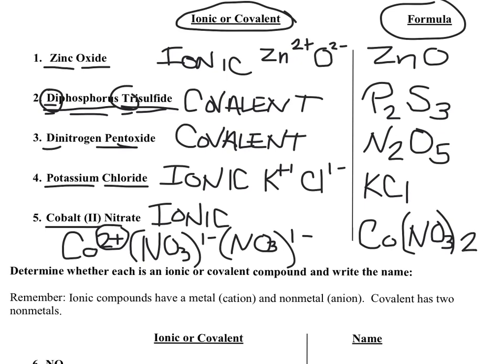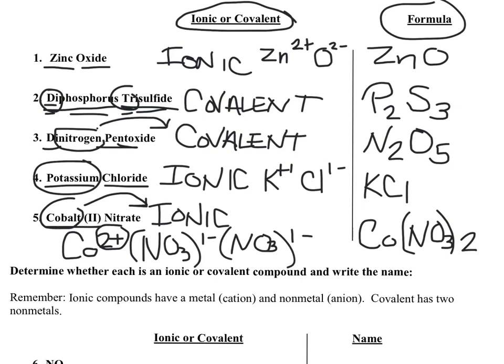But by looking at the beginning element, if it's metal, it's going to be ionic. If the beginning element is a nonmetal, it's going to be covalent. All right? You have to get used to doing that. If you don't take the time to do it, you might be guessing wrong and writing formulas wrong and not looking at the ions or something like that.